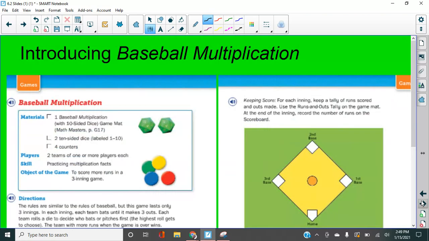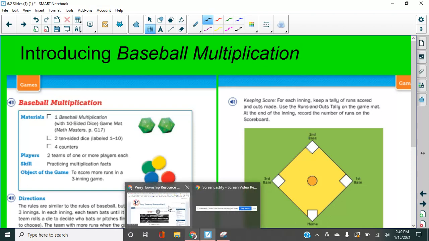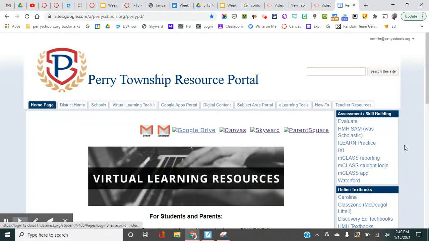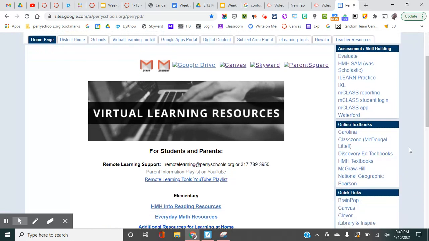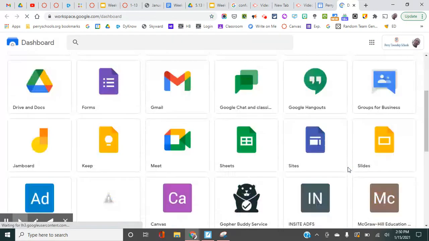Let's get into our game here. Introducing baseball multiplication. And if you want to go into the online SRB and read all about it, you can. I'm going to take you through the directions, though. But you're welcome to check back at those if you need them. To get to our games, you've been here certainly many times before. Here's McGraw-Hill. It's right underneath HMH. McGraw-Hill. It's going to take us here.